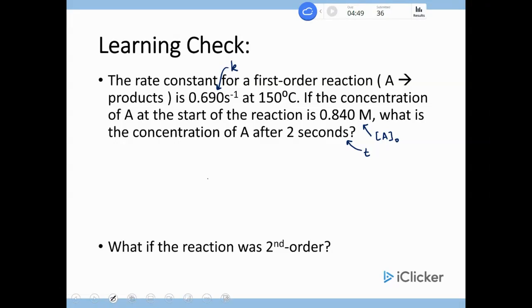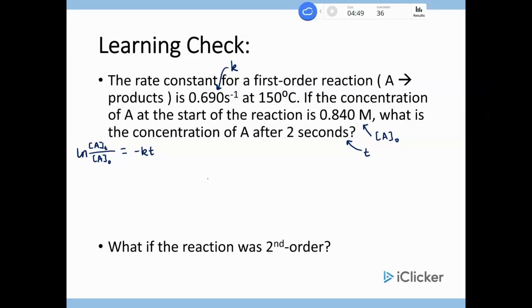There was only one option for your iClicker, but to start with the fraction in the natural log, that's the natural log of A at time t divided by A, the initial concentration of A. This is equal to negative K times T. I'm going to rearrange this real quick to get to the y equals mx plus b version, and that's what was the option on the iClicker.